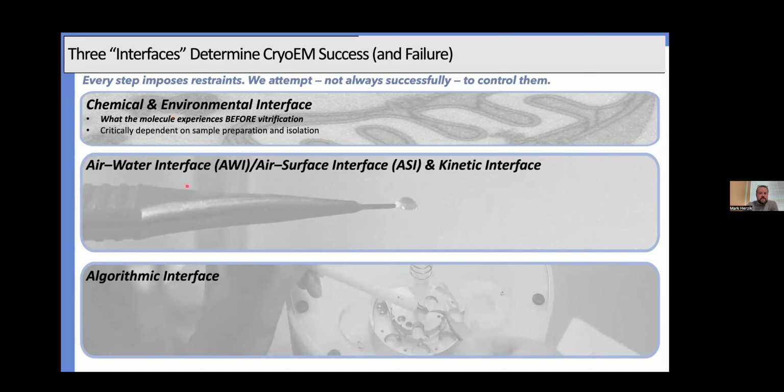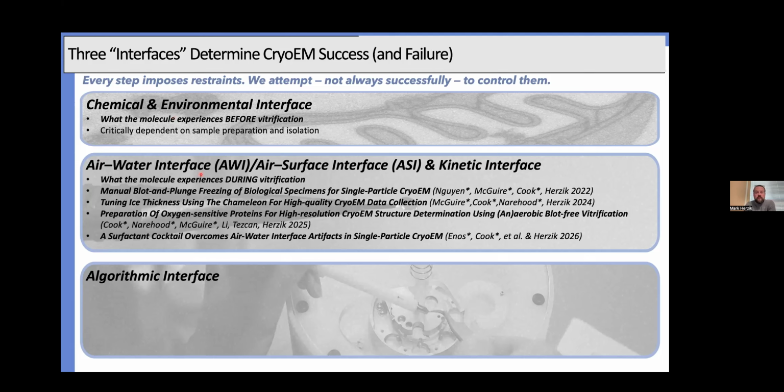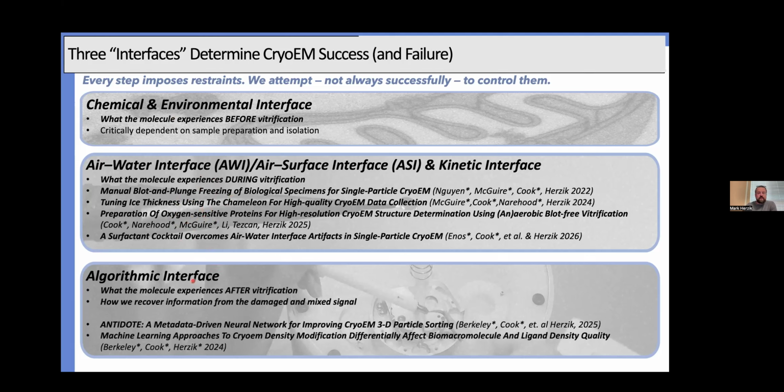Now, once we start to vitrify our sample, we then have the air-water interface, we have air-surface interfaces, we also have a lot of kinetic interfaces during the freezing process as a result of shear stress, capillary action, all kinds of different things. And so my group has also focused many different manuscripts on how we approach these. And then the algorithmic interface is unfortunately one of the most subjective aspects, I think, of cryo-EM, where you can take a great sample, a great data set, use the wrong parameters, and have a poor outcome. Or you can actually work with the latest and greatest algorithms and get all kinds of different data.